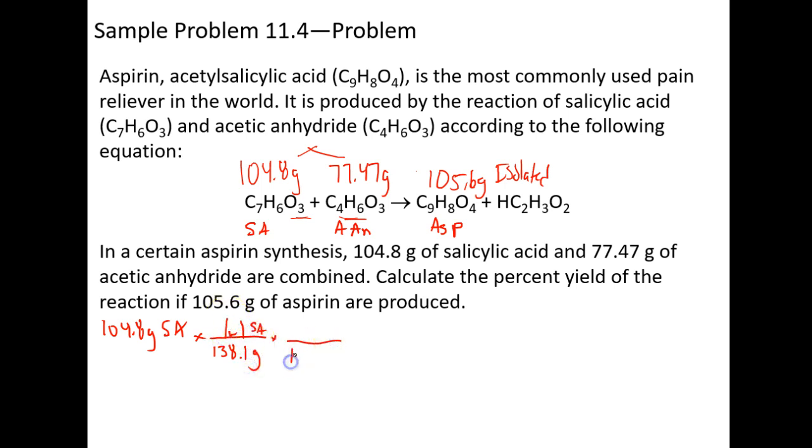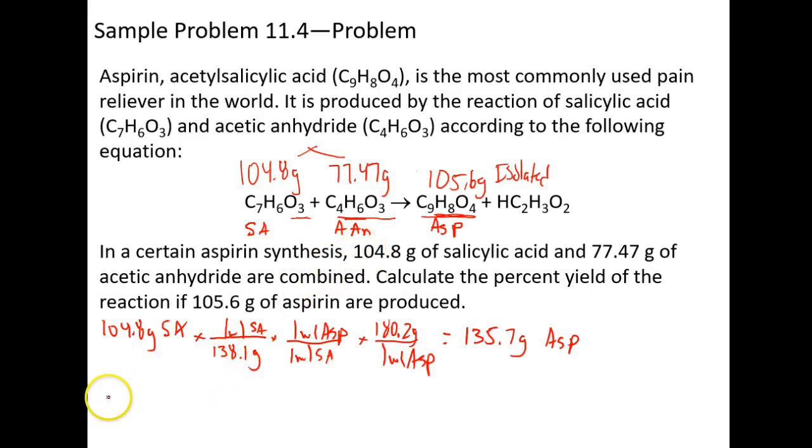This is a 1-to-1 ratio, so 1 mole of salicylic acid is to 1 mole of aspirin, because that's what we're trying to figure out. Times the molecular weight of aspirin, which is 180.2 grams to 1 mole of aspirin. So this equals 135.7 grams of aspirin. Now, if you'd like to put this on pause and figure out how many grams of aspirin the acetic anhydride is going to make, you can come back and compare your results with mine. So put it on pause now.